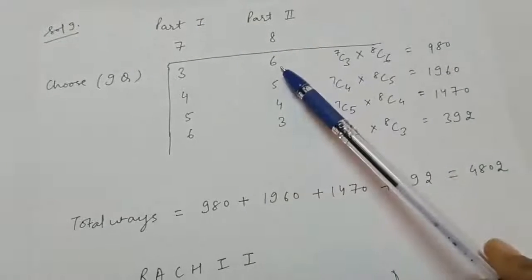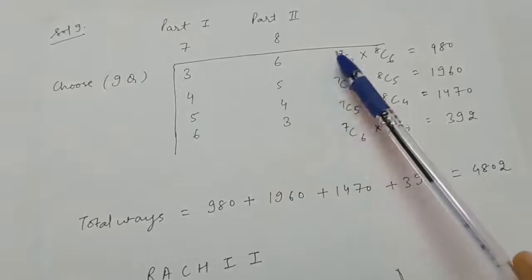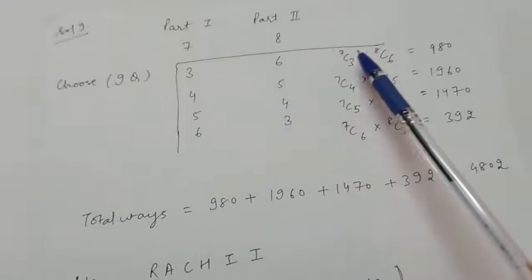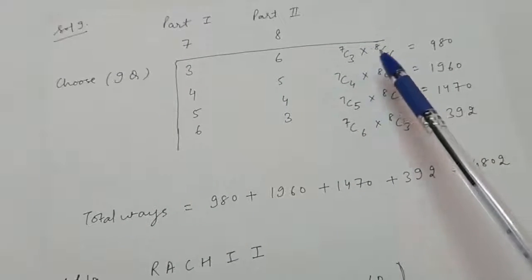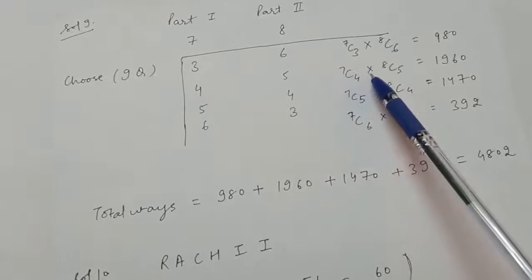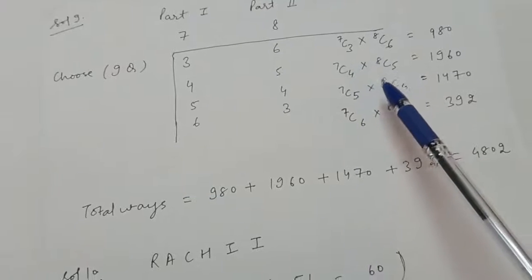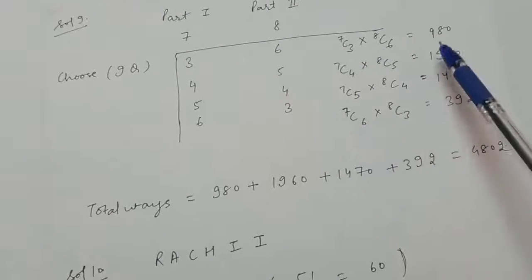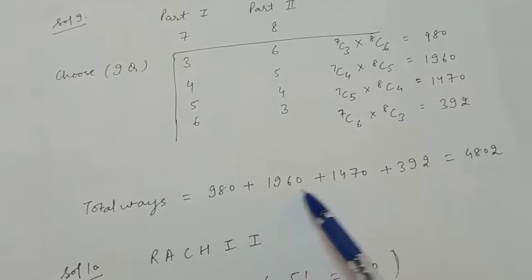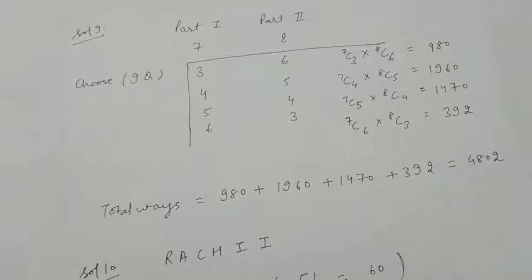Now for the first case, out of 7 he is selecting 3, which can be done in 7C3 ways, into out of 8, 6, that can be done in 8C6 ways, right? Now out of 7, 4, that is 7C4, into out of 8, 5, that is 8C5. Similarly you will get these for the others. So these are the results of the different cases. So the total ways will be to add the results of the different cases, then you will get the answer as this, right?